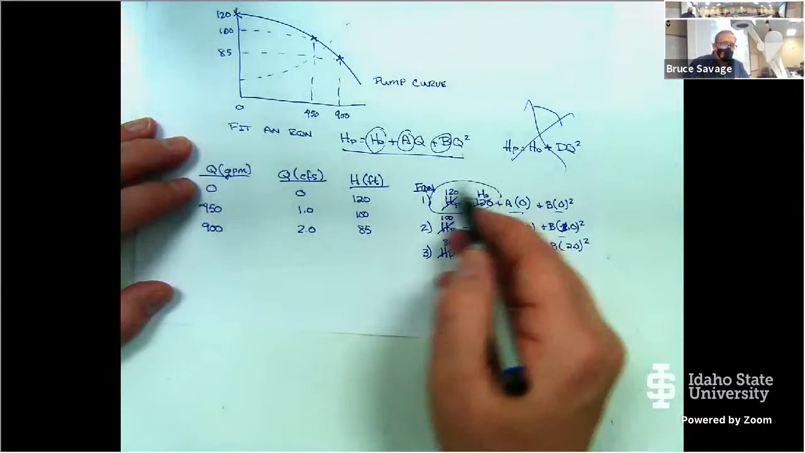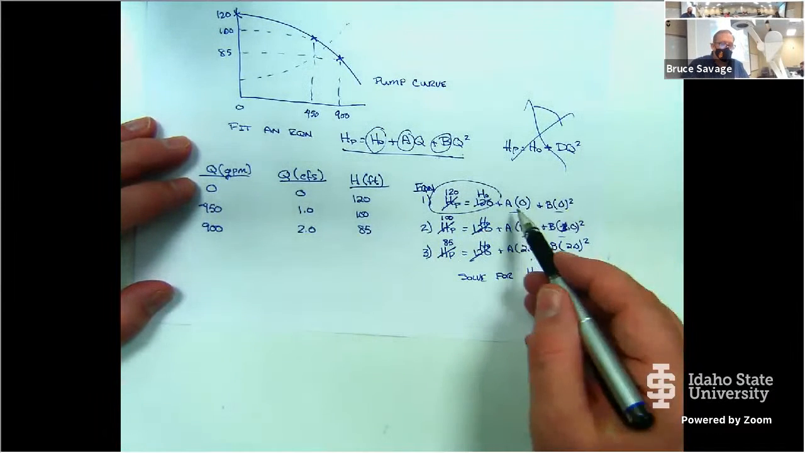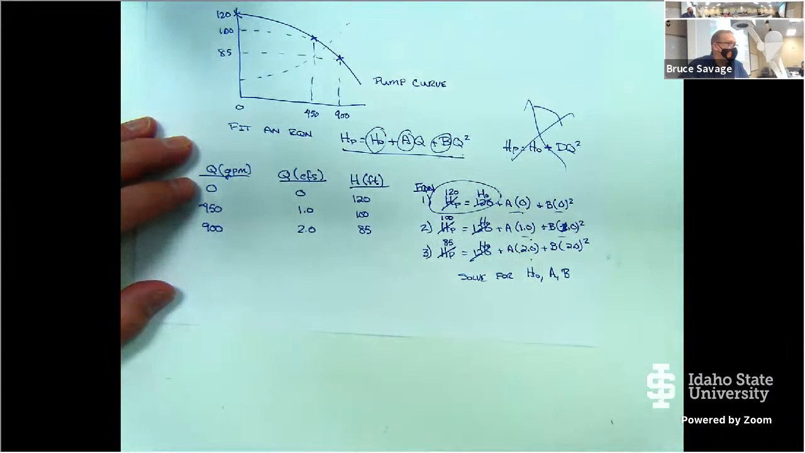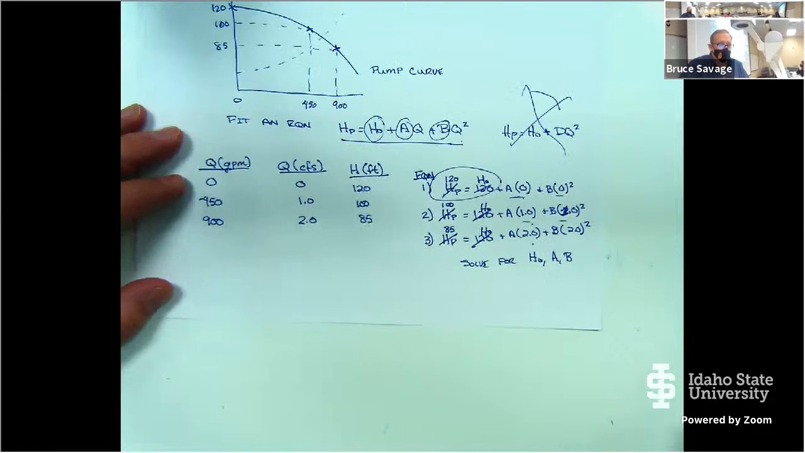Now, we already know what the shut-off head is because at flow 0, A and B go out and h naught is equal to 120, right? So that makes life easy.